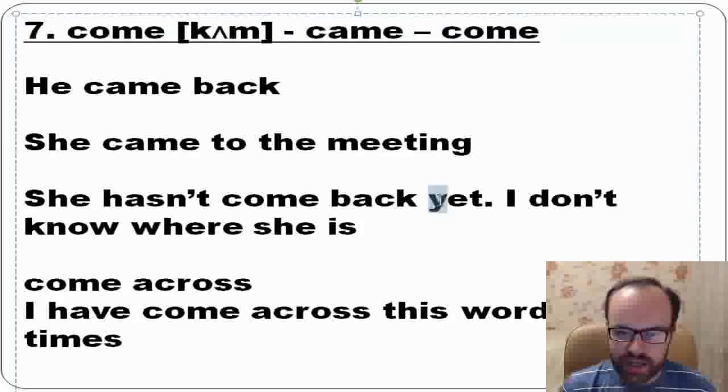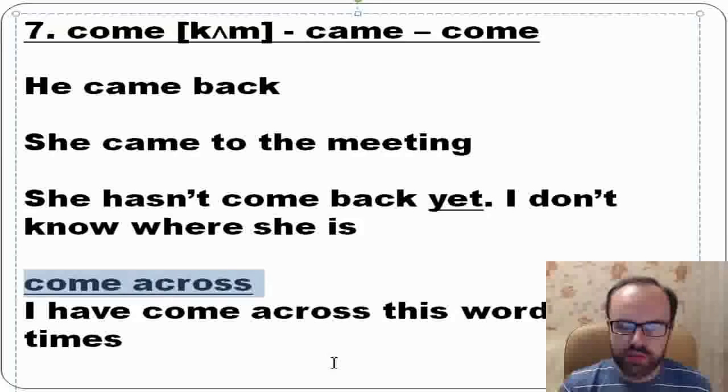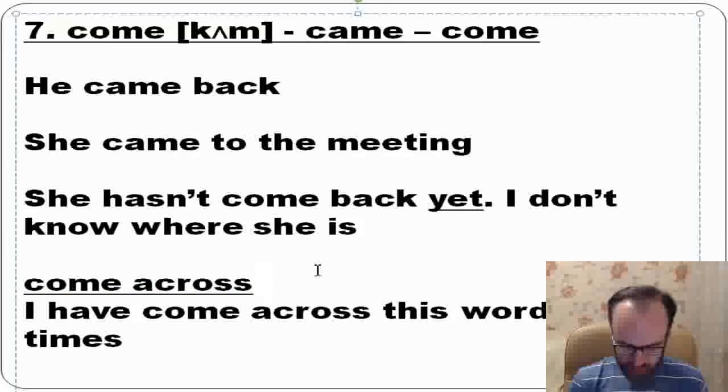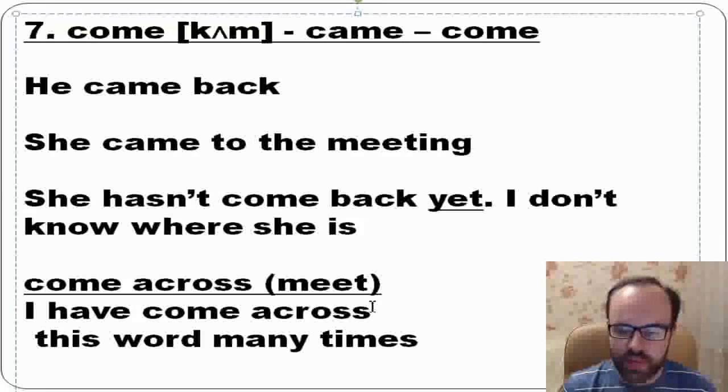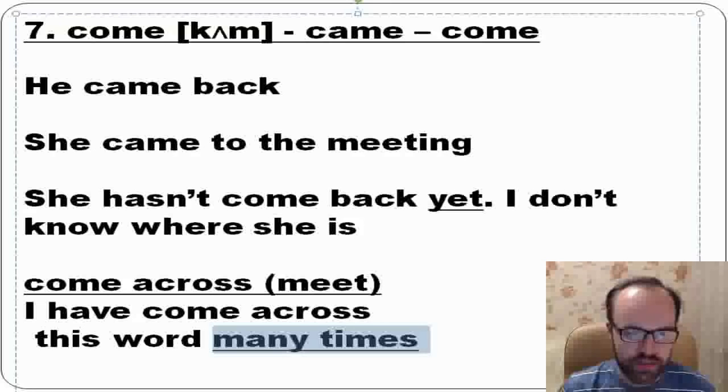She hasn't come back yet, so it's present perfect because of yet. I don't know where she is. Come across is a phrasal verb. It means meet. Come across means meet. So I have come across this word many times, or you can say I have met this word many times. So you have many times, so you have to use present perfect.